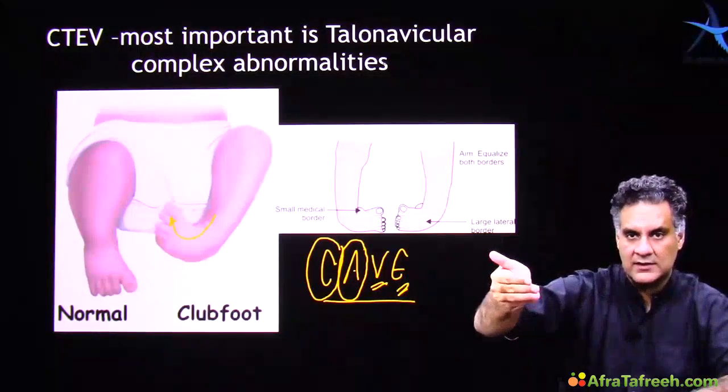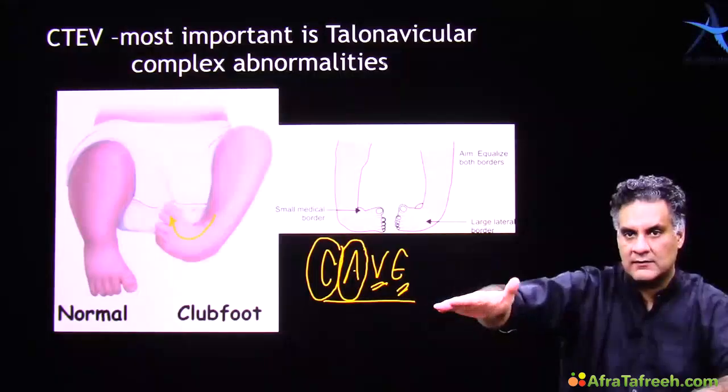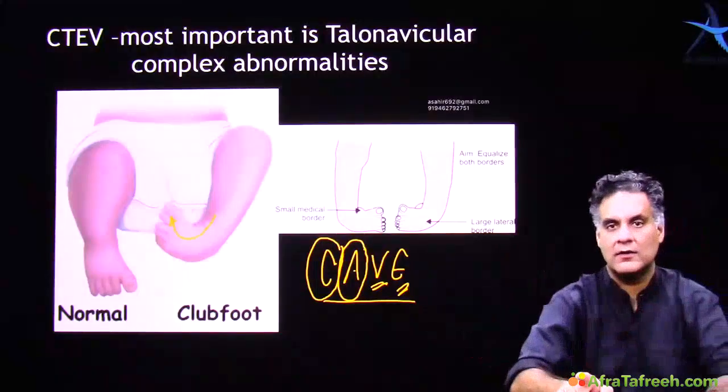So when you look at the components, equinus, varus, adduction and cavus, and when you correct it, first correct the cavus, then adduction, then varus, then equinus. If you do not follow this order, you will have rocker bottom foot, you just saw.